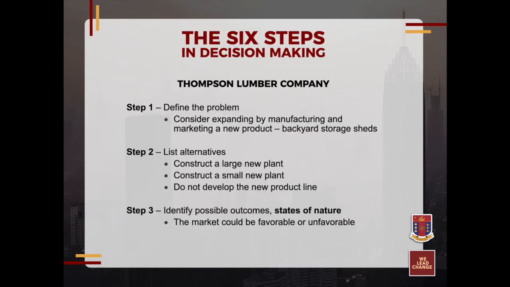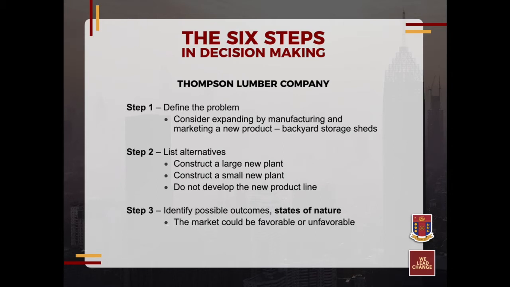Step 1, you have to define the problem. So for this particular example, the problem is to consider expanding by manufacturing and marketing a new product or backyard storage sheds. This is for the Thompson Lumber Company example. And for step 2, we need to list down all of the alternatives, or these could be the options that you are thinking of to resolve the problem. So number 1 is to construct a large new plant. Second is to construct a small new plant. And third, do not develop the new product line.